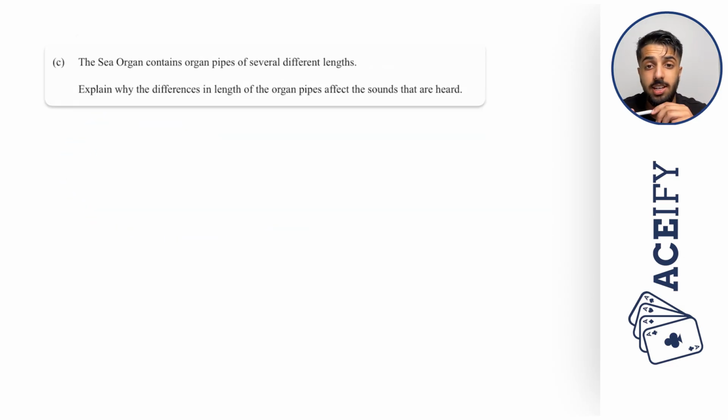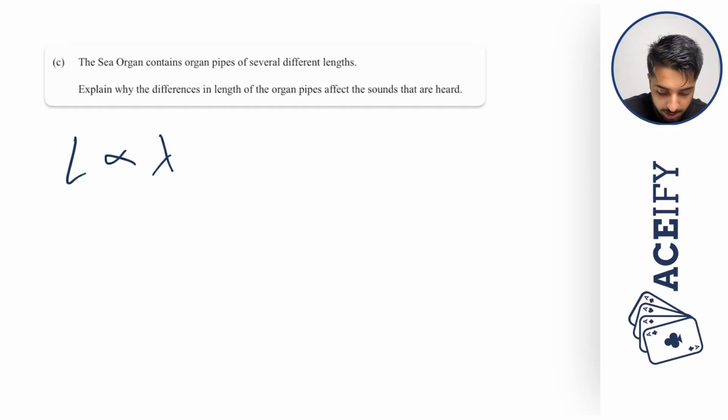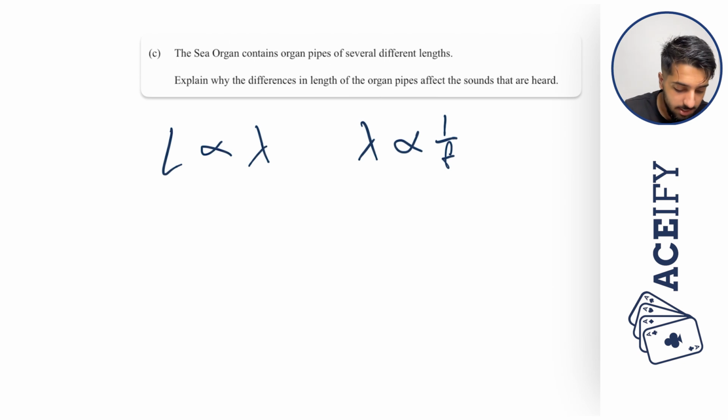The C organ contains organ pipes of several different lengths. Explain why the differences in length of the organ pipe can affect the sounds that are heard. Right, we know that length is directly proportional to wavelength, and we know that wavelength is inversely proportional to frequency. I should probably make that look better. There we go. And so let's say that the length is increasing.